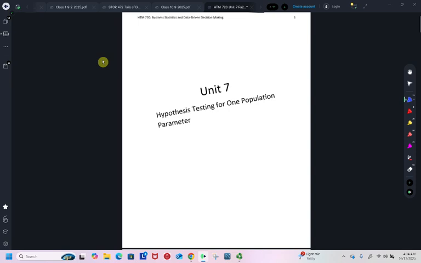In this video, we begin Unit 7, where our focus will be on hypothesis testing for one population parameter. In particular, we define a particular population of interest, and we're interested in a characteristic or parameter of that population. The one we will focus on in Unit 7 is the population proportion.